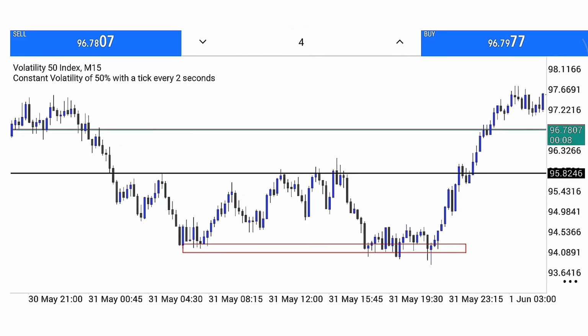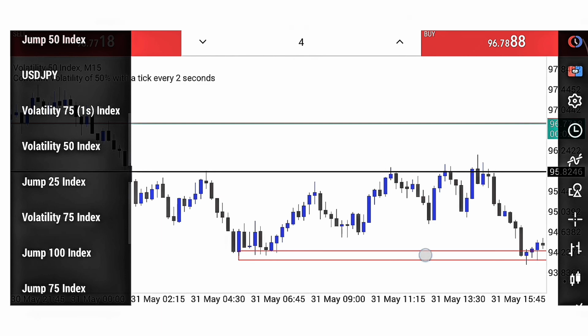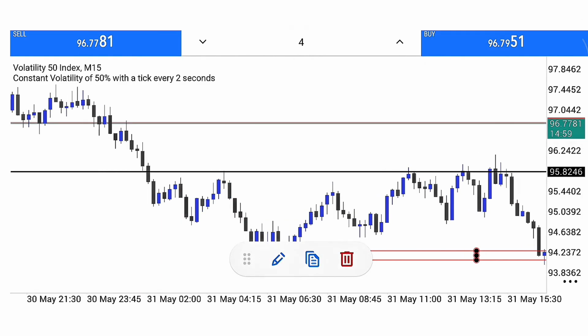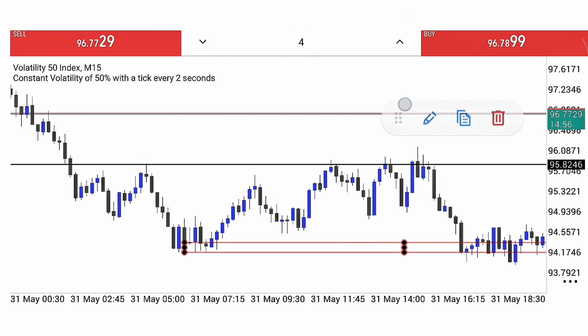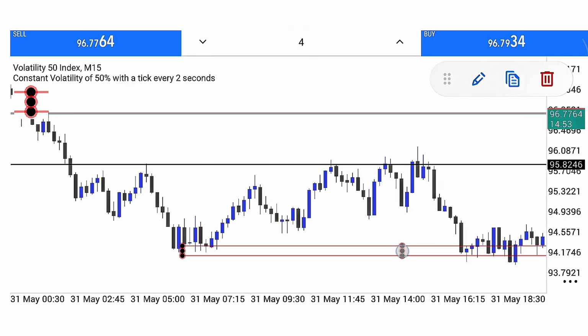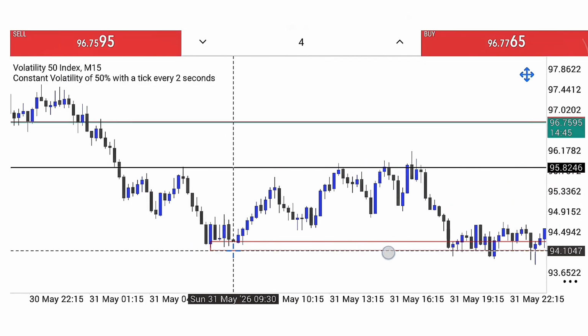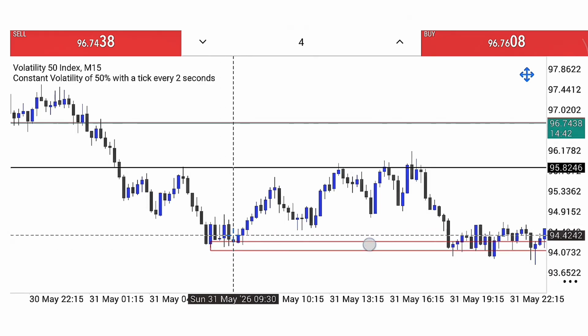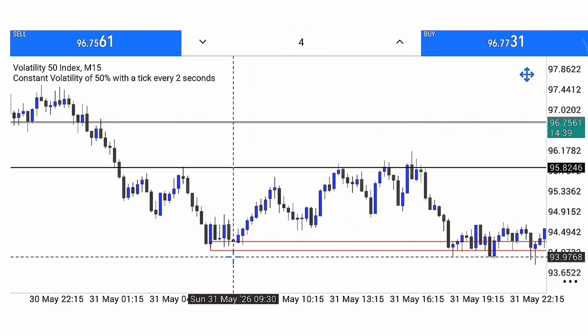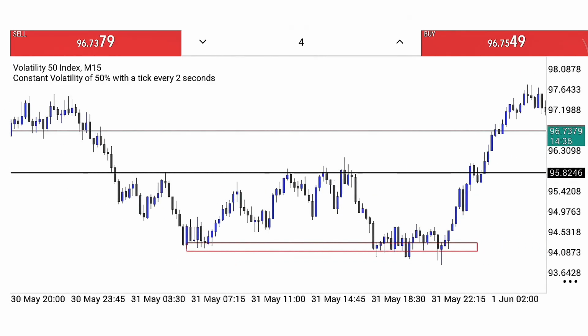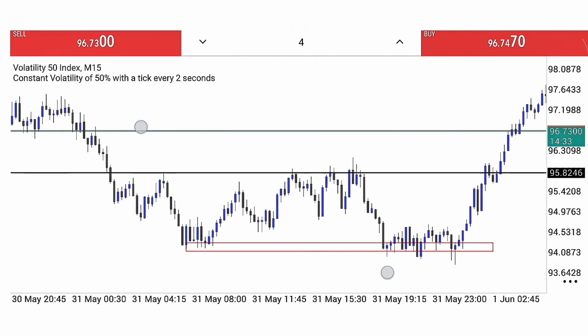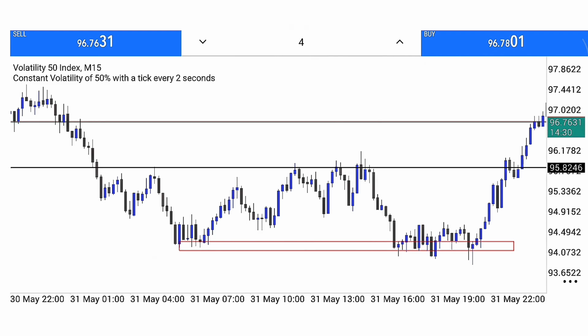Now, how do you get this zone? All you have to do is draw a box on the lower wick of the last candle. On this trade, this is the last candle here. This doji candle, that's the last candle there. Because it is the last candle, you just draw your box below the wick of that doji candle.